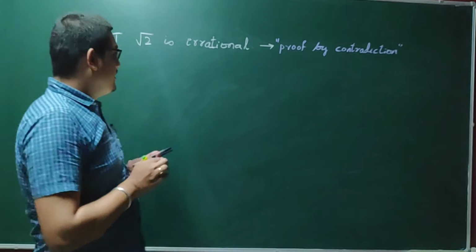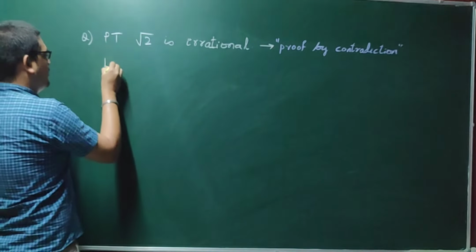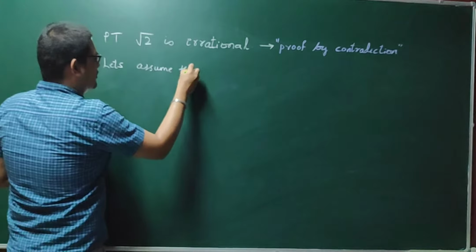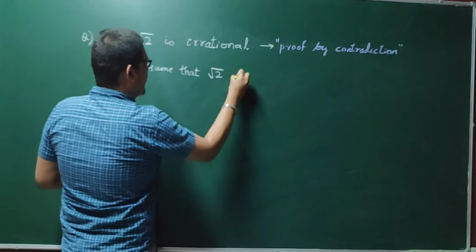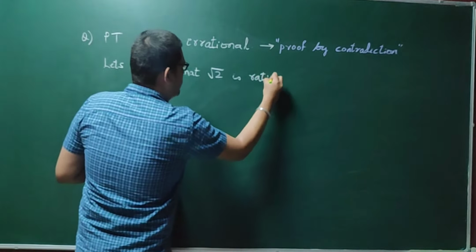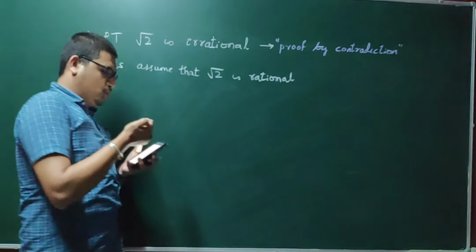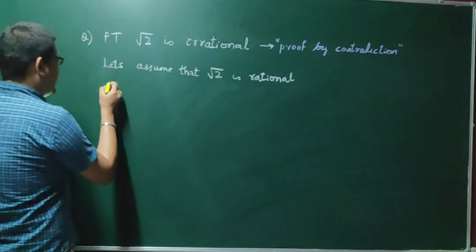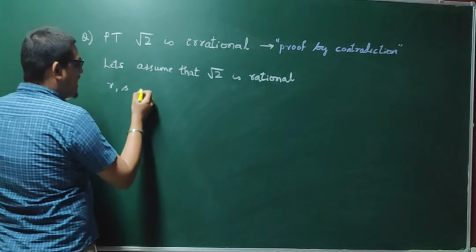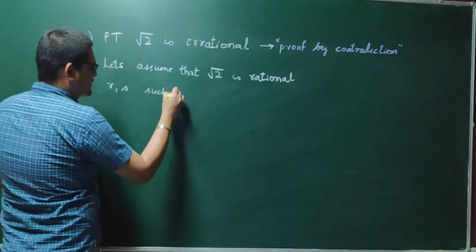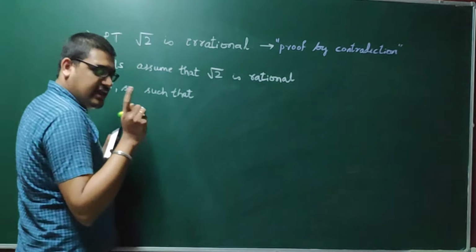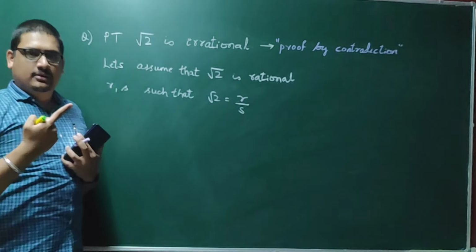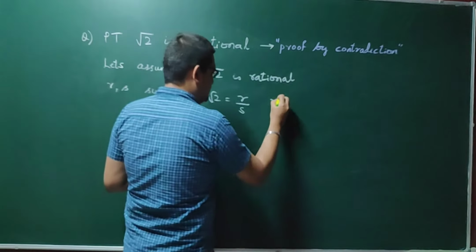So let us assume that root 2 is rational. We have made this assumption that root 2 is rational. If root 2 is rational, then what can we say? We can say that there exist two integers r and s such that root 2 is equal to r by s, correct? Where r and s are integers.